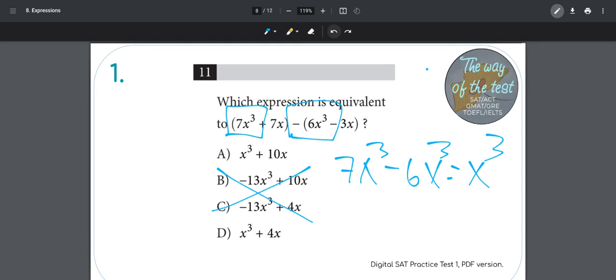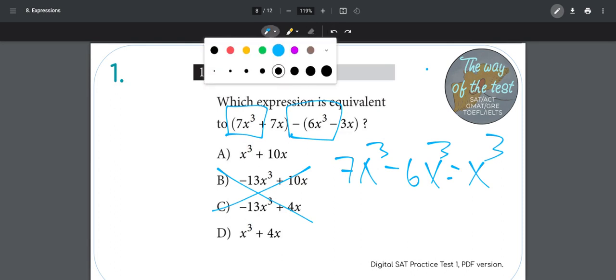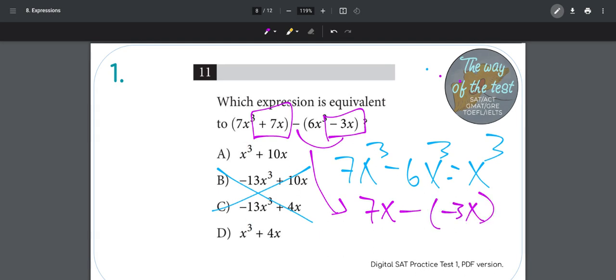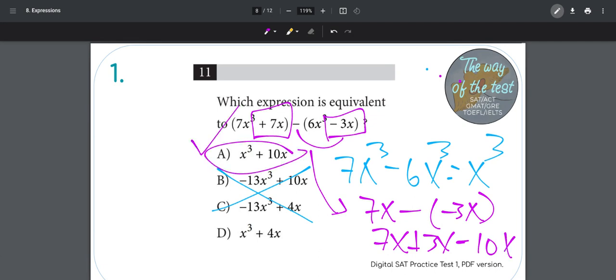That's it, right? So it doesn't give me the answer, which means I'm still going to have to operate on the next term. So the next term is x alone. So this is 7x and then minus 3x. So the blue part will be 7x minus 3x. So it will be 7x plus 3x, which is 10x, which is letter A.